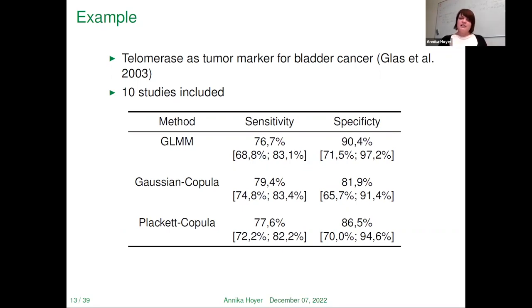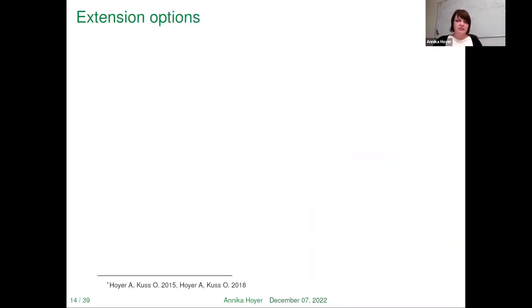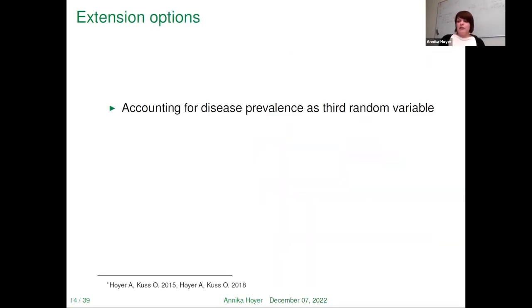So I would like to say that it can be the case, if you want to perform a meta-analysis of diagnostic tests, that you observe some convergence issues with respect to the application of mixed models, and then the copula approach can be a valid alternative to get the results you aim for. And then this model can be extended in various ways. We did it also already.